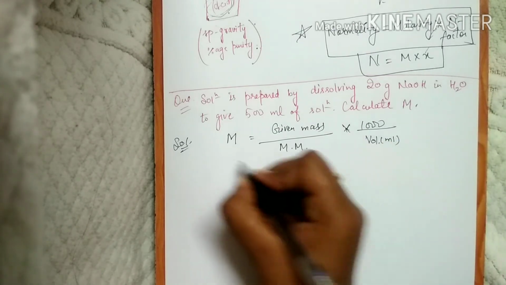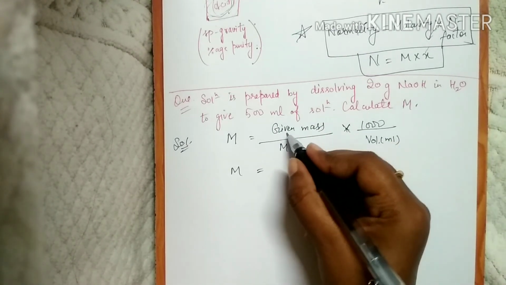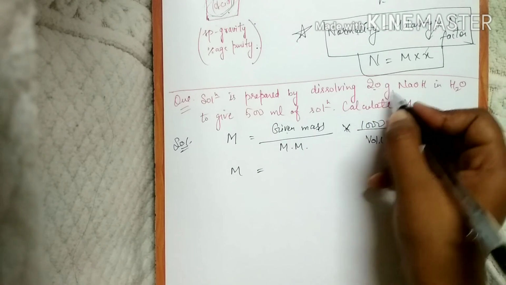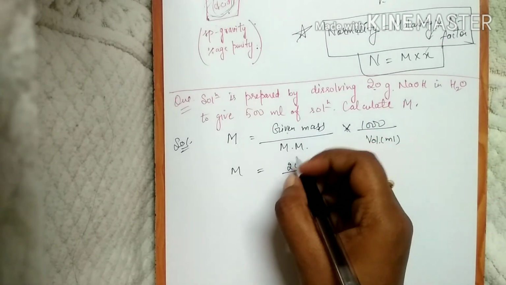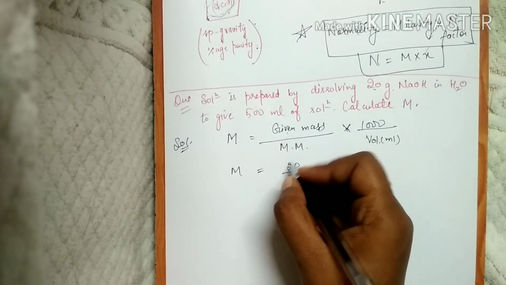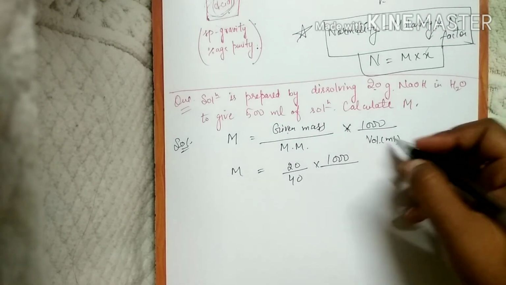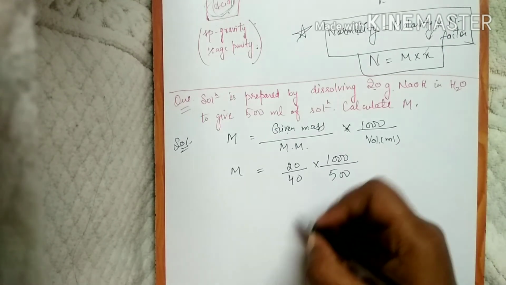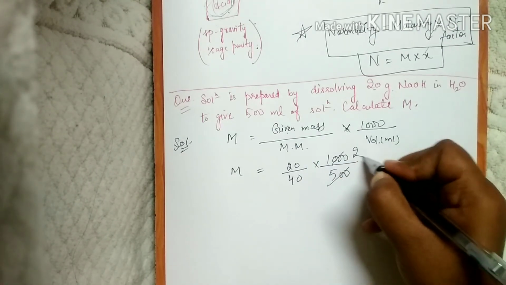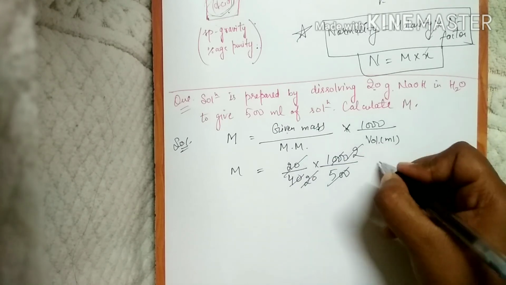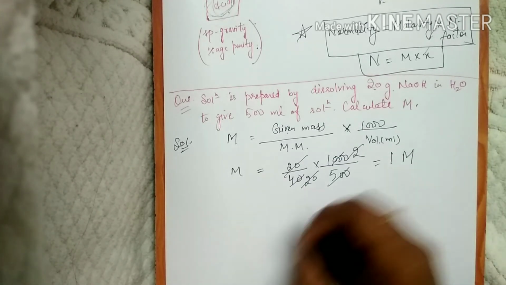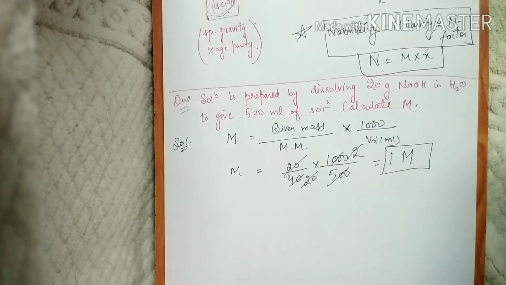Okay, just put in the values. The given mass which is provided to us is 20 gram, the molecular mass of NaOH is 40, into 1000 upon the volume which we have to prepare, which is 500 ml. So on solving, we get 1, that is the solution is 1 molar, or you can say the concentration of the solution is 1 molar. So this way you can apply your mole concept to your solutions.